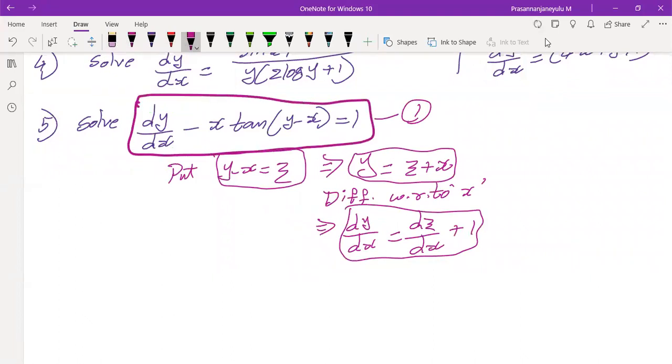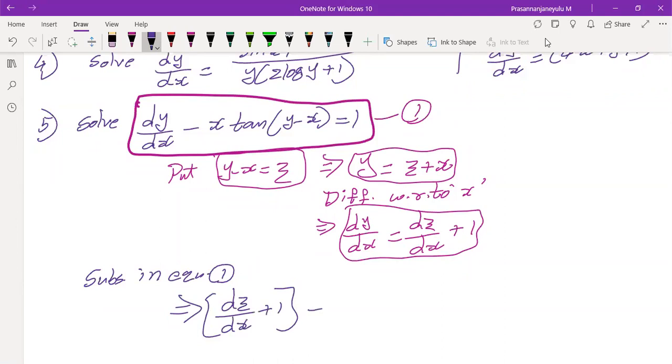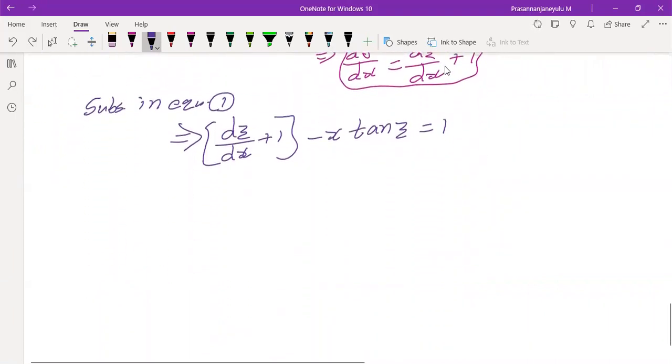Now substitute in equation 1. What we are going to get is: what is dy by dx? dy by dx is dz by dx plus 1, plus 1 minus x into tan of y minus x, that is z, is equal to 1. Students, don't confuse, I am writing z in this 3 form. If I write z like this, then somewhere else you may feel it is a 2.